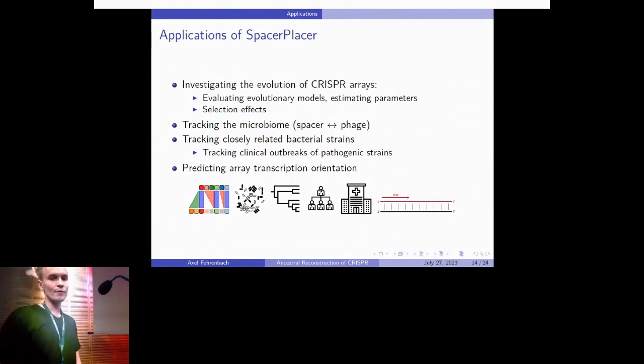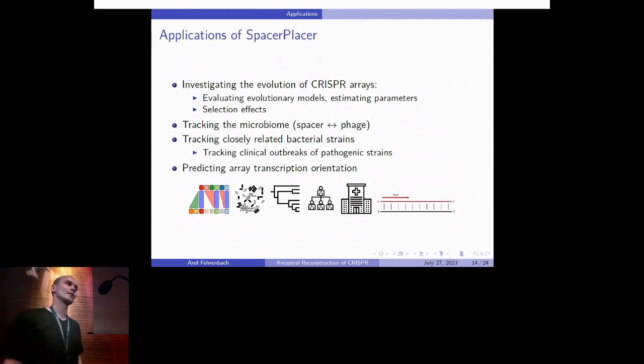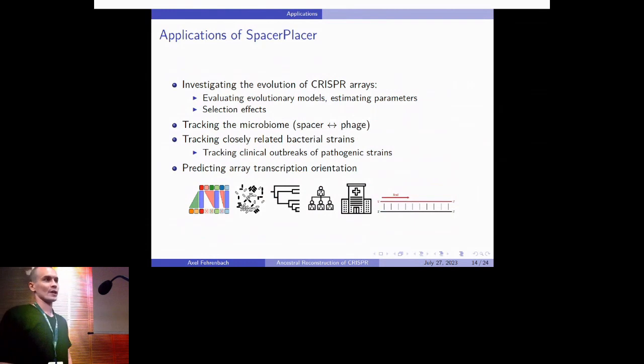We can look at selection effects. For example, are there some specific spacers that are deleted more often or less often? Are there specific positions in the array which are deleted less often or more often? You can track the microbiome if you have the spacer-phage correspondence, which is not that easy, but there are people who do that. And you could think about doing phylogenetics with CRISPR arrays, but I'll come to that again. And in the end, there's a point which I'm going to talk about, which was somewhat surprising for us.